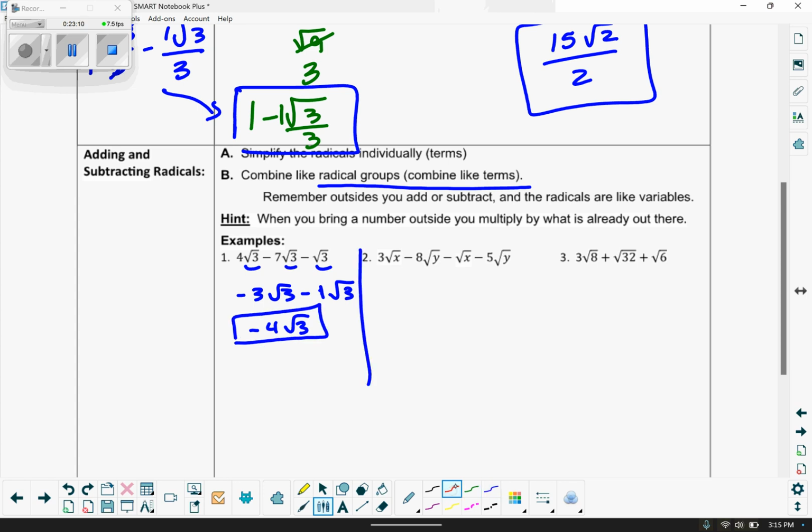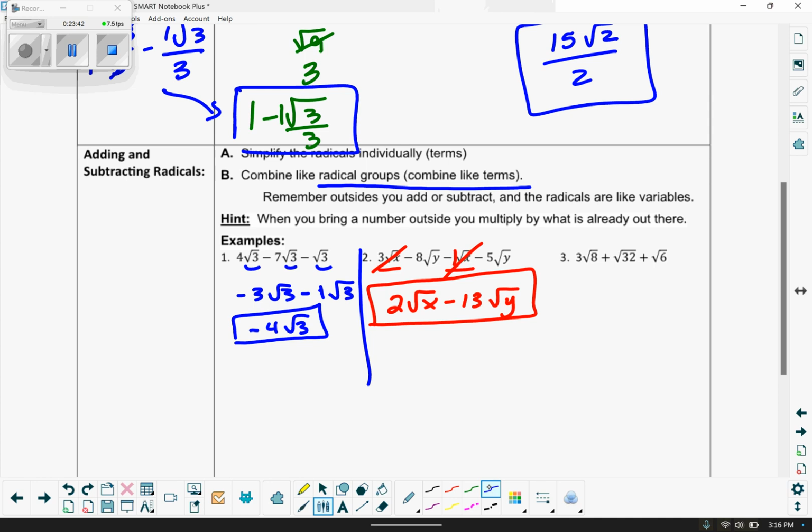Number 2, I have x's and y's. So here are my x's. This is a negative 1 of them. So 3 radical x's, take away 1 radical x gives me 2 radical x. And then I have negative 8 radical y and negative 5 radical y. The y's are just variables. So negative 8 and negative 5 gives me negative 13 radical y's. And we're done. A little easier than rationalizing, huh?